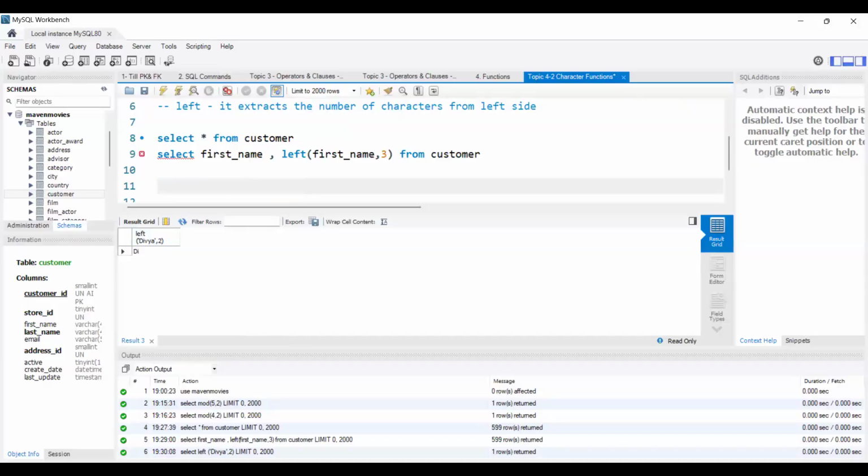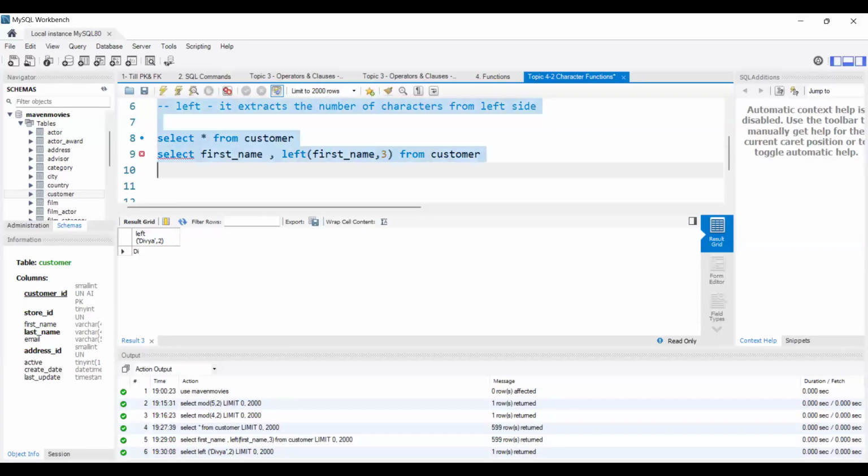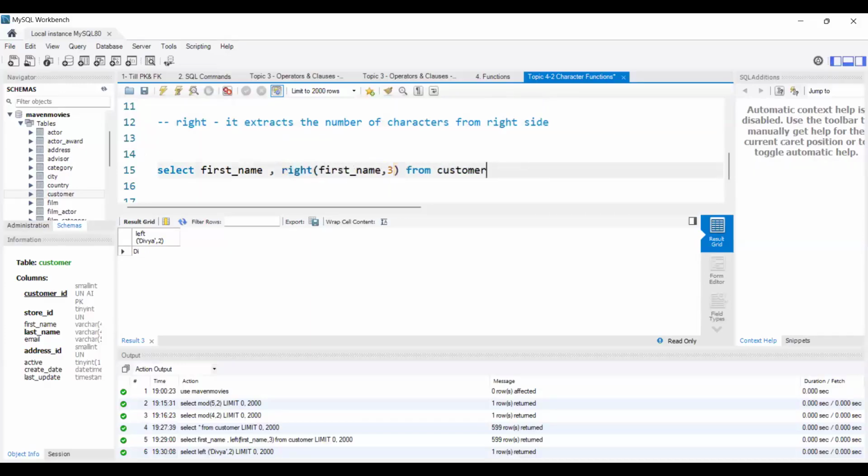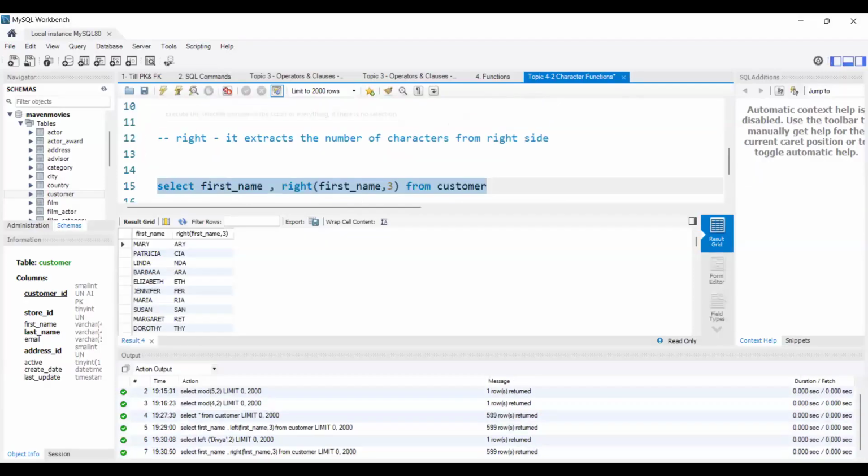So this is about the left function, and the right function is exactly the opposite. It will extract from the right. If you want to extract from the right side, we need to use the right function. Mainly this will be used by data analysts whenever they want to extract any particular data in any particular order. At that time we will use these functions.